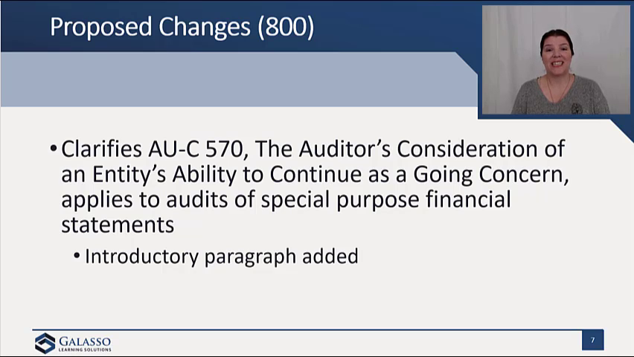So one of the big areas that got a lot of attention was in the area of going concern, because not all special purpose frameworks are going concern basis of accounting. I mean, in fact, tax, you have to file a tax return even if you're dead, right? You have to file your final tax return. So as a result, it's not necessarily a going concern basis. And so there were questions as to the new addition of the going concern verbiage related to management's responsibility, how that would interplay. And so it does clarify that AUC section 570 does apply to special purpose frameworks. And in fact, they actually added a whole introductory paragraph in the standard to help people understand that.